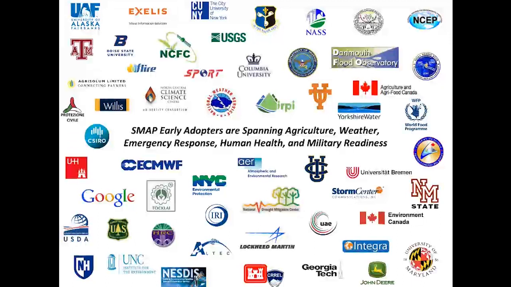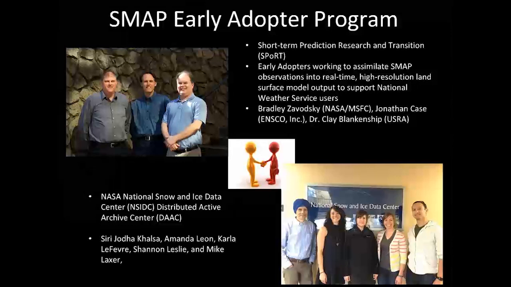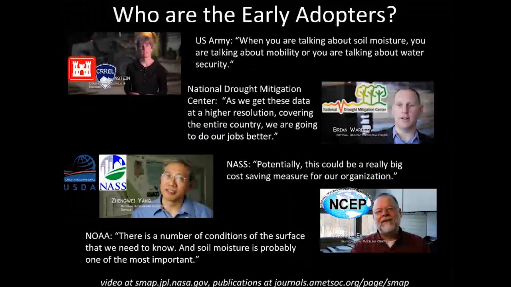These next slides really just show you some of the early adopter partners. Like I said, we have the NASA Snow and Ice Center down on the right-hand corner. That's the DAAC. And then we have the Short-term Prediction Research and Transition Group up on the top left, which is SPoRT. They're working on assimilating soil moisture observations into real-time, high-resolution land surface models. Whereas the DAAC is a user facilitator for improving not just the format, but where you find data and how you access it.